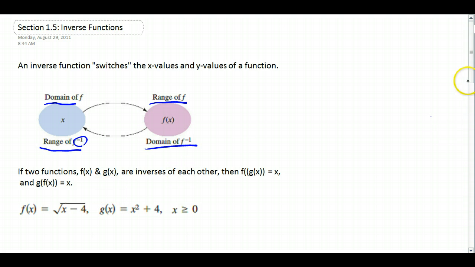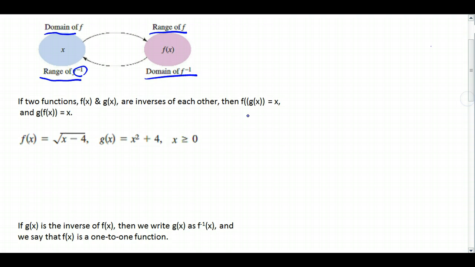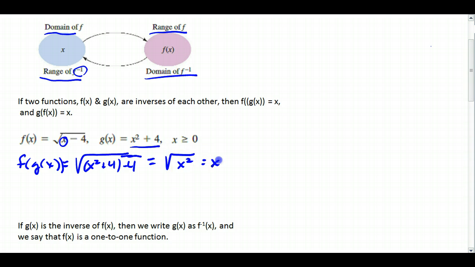And one way you can test to see if functions are inverses of each other is to put one inside the other, and if it equals x after you simplify, you know they're inverses. So let's try it out right here. f of g of x is going to equal the square root, and in this x right here I'm going to stick in x squared plus 4, and then I have this minus 4 out here, and if I simplify that, then I get the square root of x squared, which is equal to x.